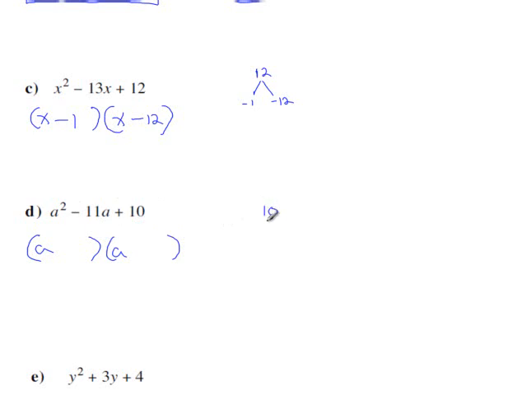So positive 10. We could multiply negative 1 and negative 10. Negative 1 times negative 10 is positive 10. Negative 1 plus negative 10 is negative 11. So that's perfect. Adds up to your middle term. So your two numbers are negative 1 and negative 10.